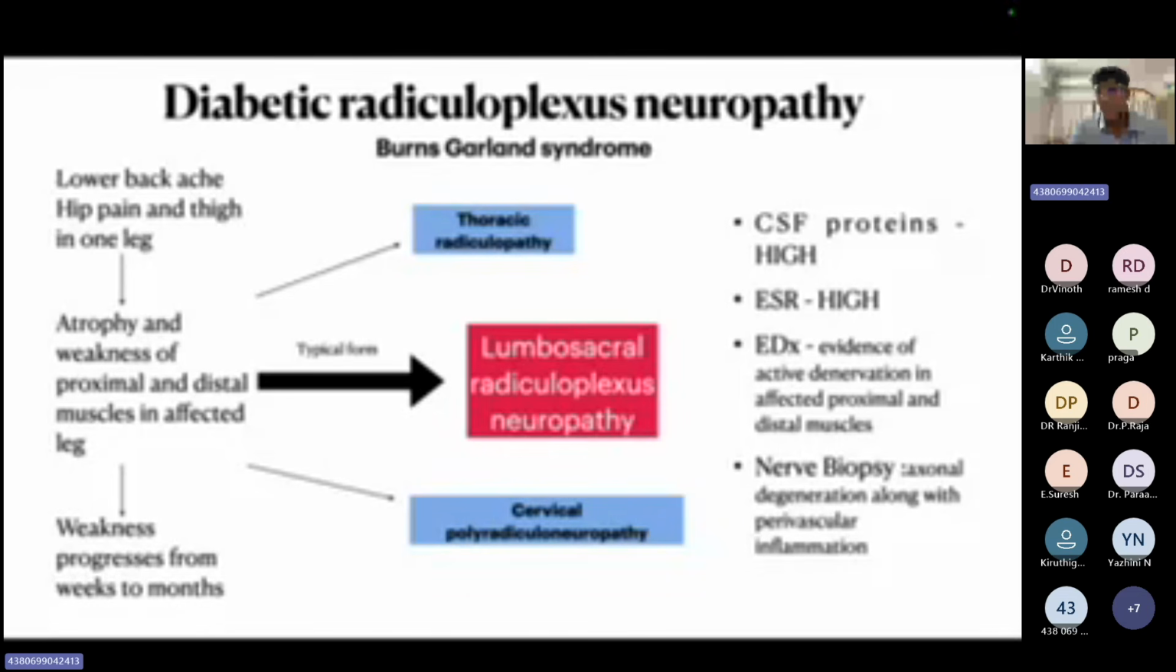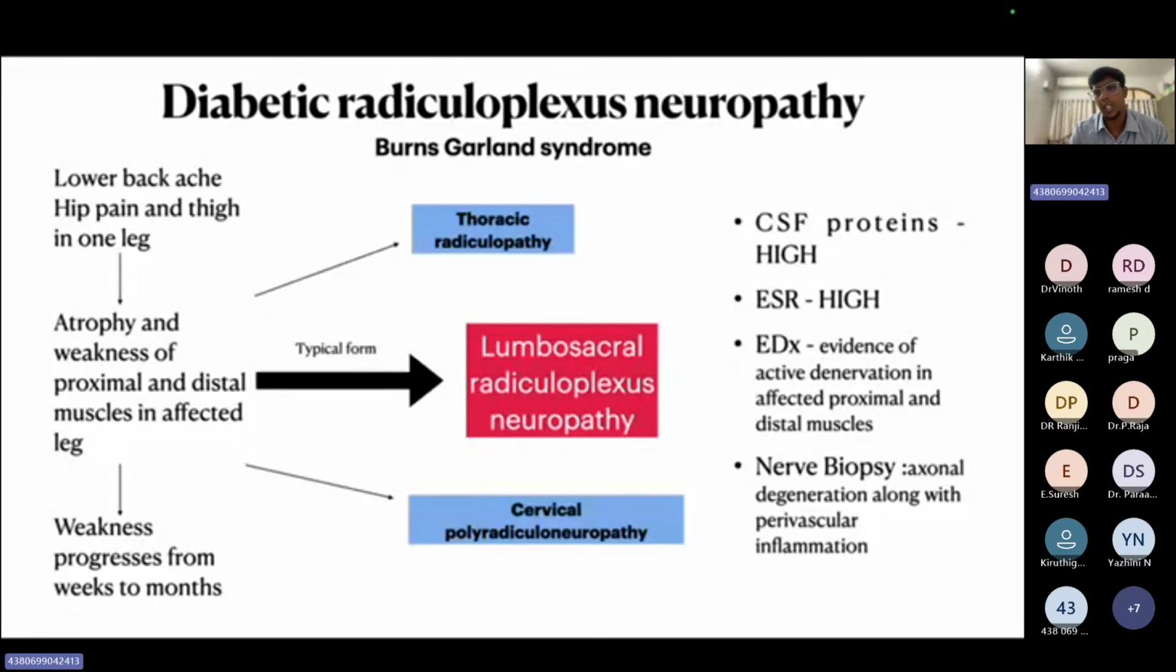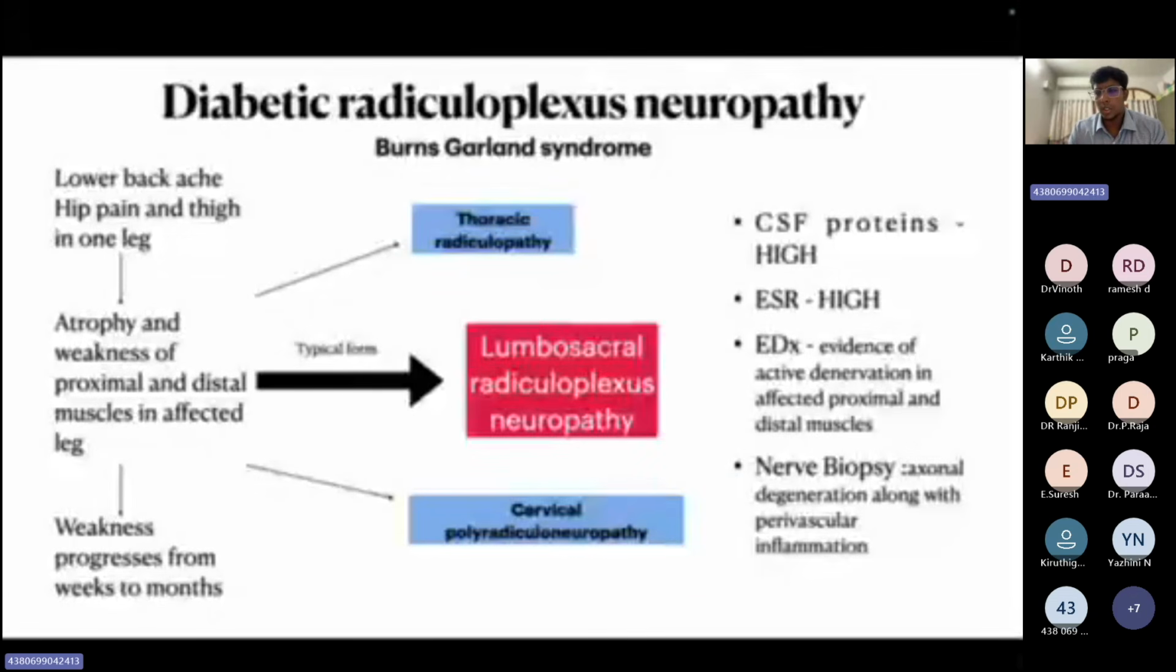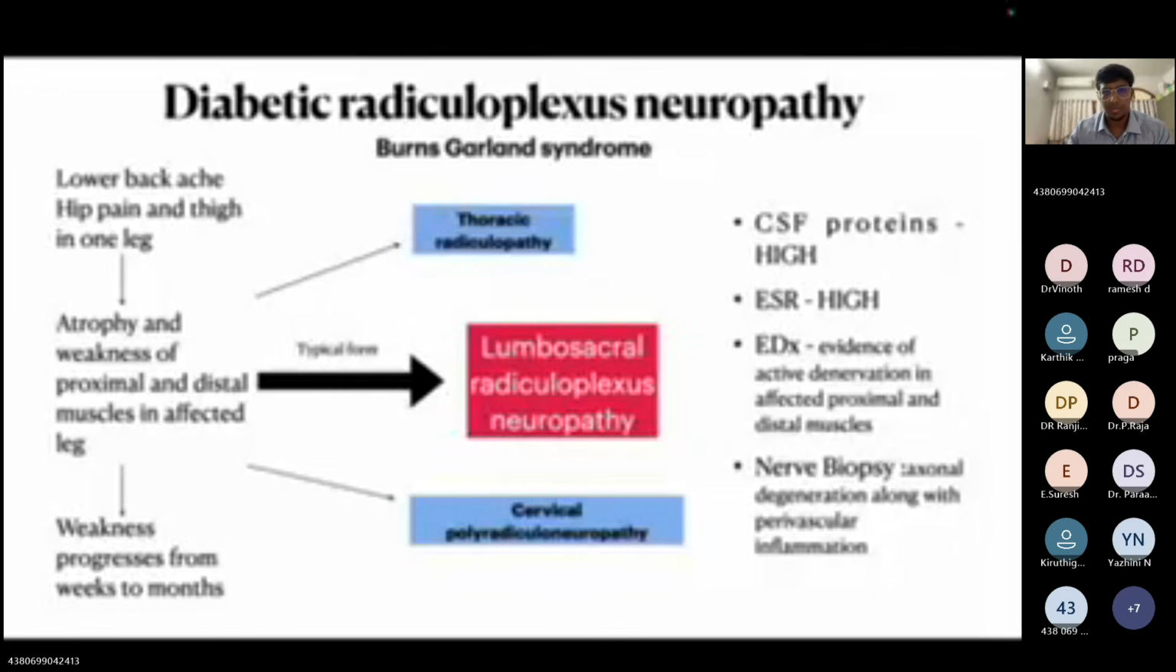Investigations: usually invasive investigations like lumbar puncture are not preferred, but CSF analysis shows high proteins and normal cell count. ESR usually rises, and there is evidence of active denervation in the affected proximal and distal muscles in electrodiagnosis. Nerve biopsy shows axonal degeneration along with perivascular inflammation.